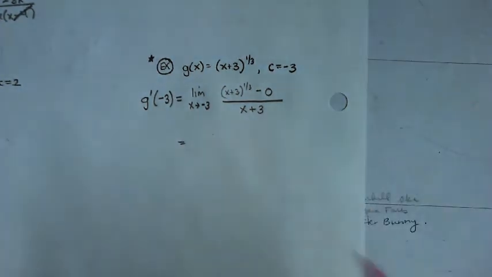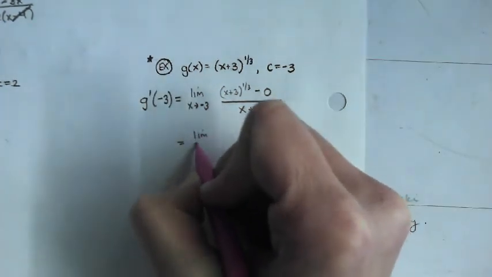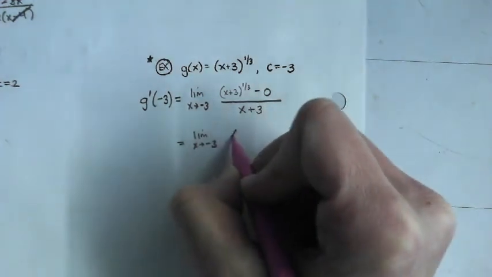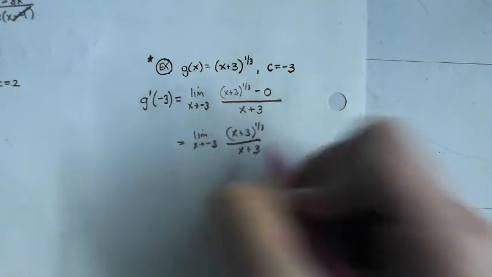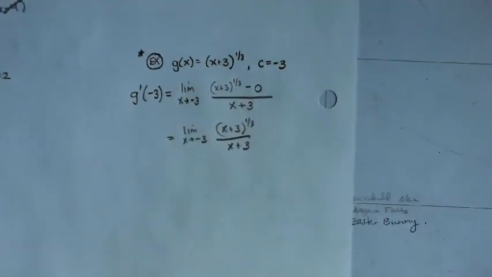And so now I'm just finding the limit, and I still need to manipulate this. I'm just going to get rid of that 0. So what do you do to manipulate something like this?